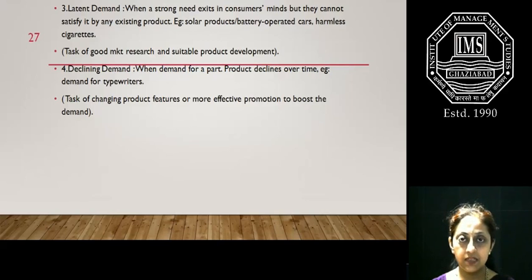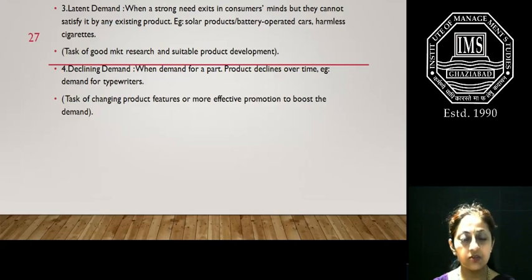So, declining demand is when there is a change in technology. It is always better for the organization to move to certain higher cadres of technological improvements where it is more in tune with the modern times and can upgrade its products to the acceptance levels of the consumers.